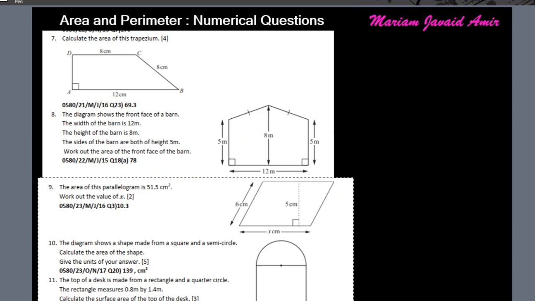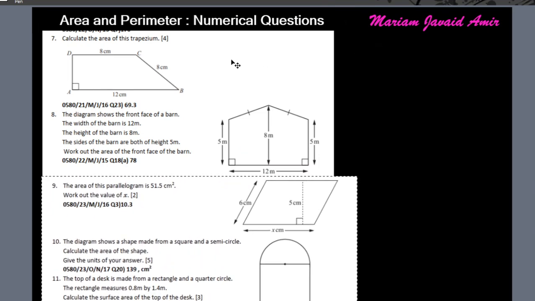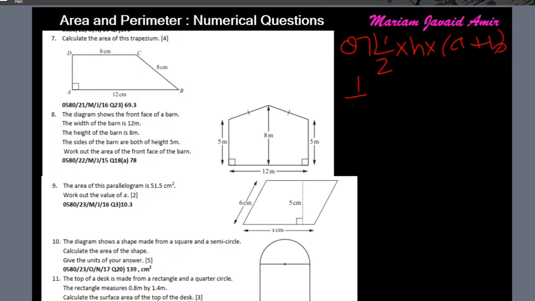Question number 7. Calculate the area of the trapezium. Again, that's half times height times the sum of parallel sides, half times height times a plus b. I don't have the value of the height in this part. I have the sum of parallel sides, but I don't have the height. Height is this length, or also this length.